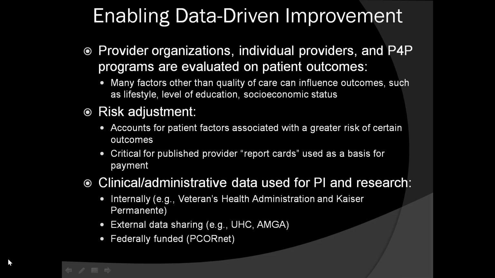Many factors other than quality of care can influence outcomes, such as lifestyles, level of education, as well as socioeconomic status. So risk adjustment. Without credible risk adjustment, providers may be reluctant to accept high-risk patients, which can create a barrier to access for the sickest population. So these risk adjustments account for patients' factors associated with the greater risk of certain outcomes, and also it's critical for published provider report cards used as a basis for payment.